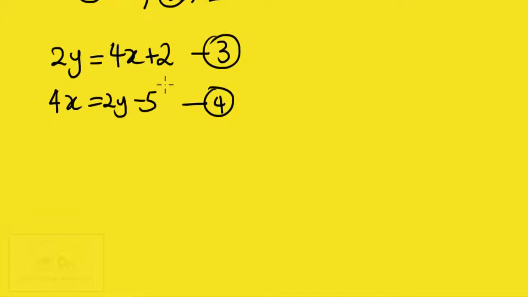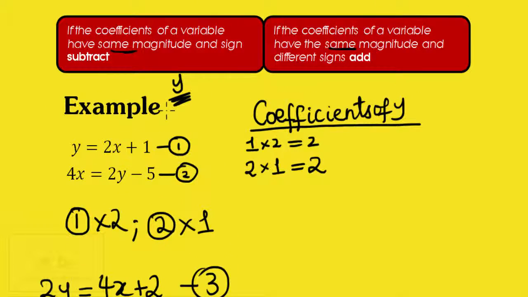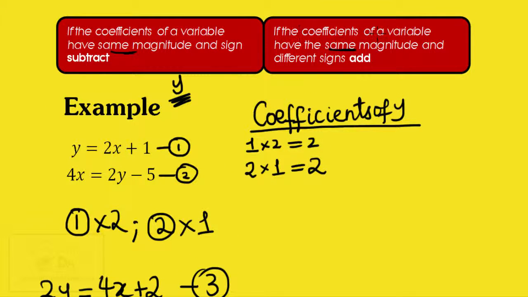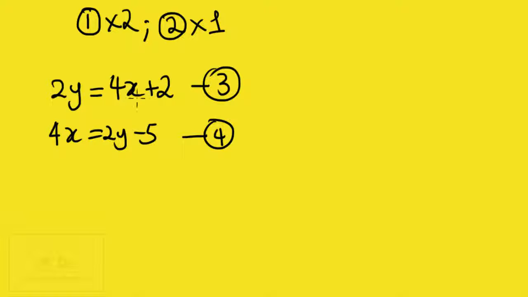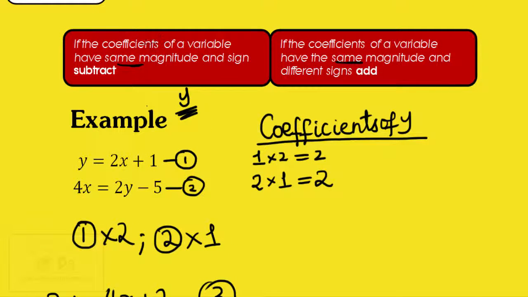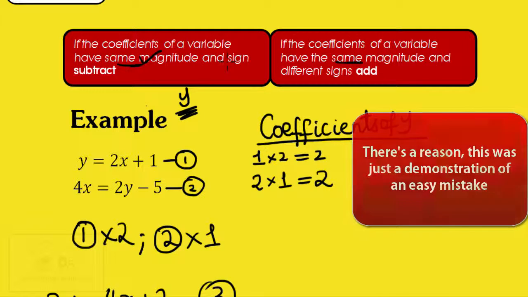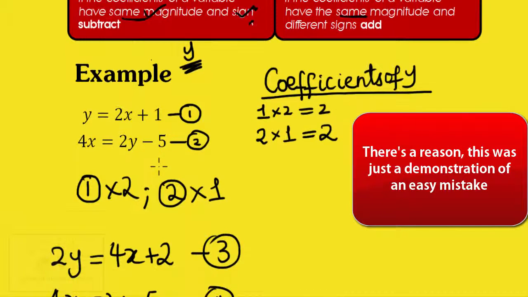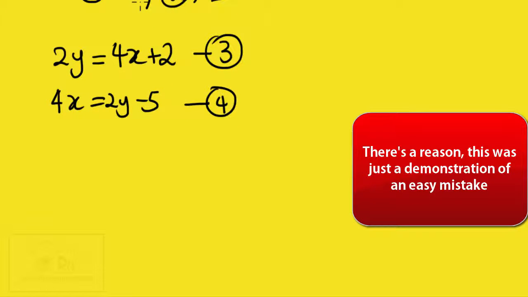So, according to the rules, if the coefficients of the variable being eliminated, so the coefficients of y, have the same magnitude and different signs, you add. Here, coefficients of y have the same magnitude and the same sign. So we have the scenario where the coefficients have the same magnitude and the same sign, so we have to subtract one equation from the other according to that rule.